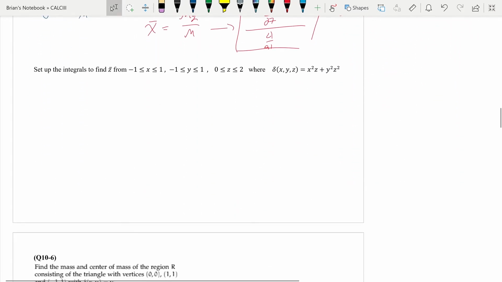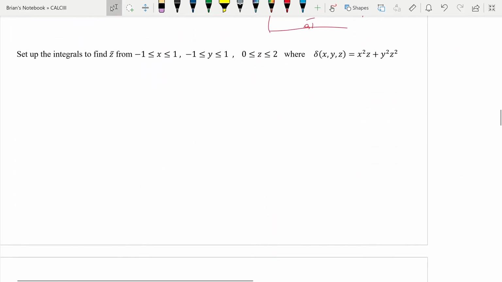Okay, so we've seen this one in lecture 2. Set up the integrals to find z bar from basically this box region. This region is just a big old cube. Remember, it's a bunch of lines going on, where this density function is right there. And all I really care about is you guys setting this up, because solving it isn't too big of a deal.